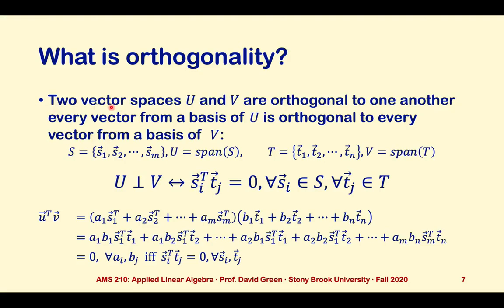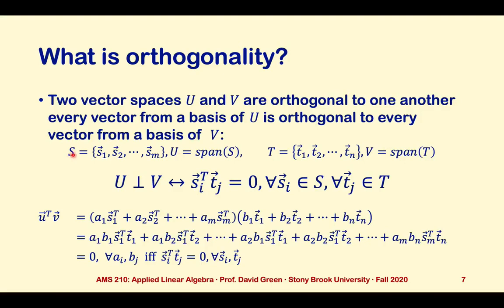Luckily, we can write an equivalent statement. Two vector spaces U and V are orthogonal to one another if and only if every vector from a basis of U is orthogonal to every vector from a basis of V. Essentially, we do not need to look at every possible vector in U and every possible vector in V. It suffices for us to look at every vector in a basis for U and every vector in a basis for V.